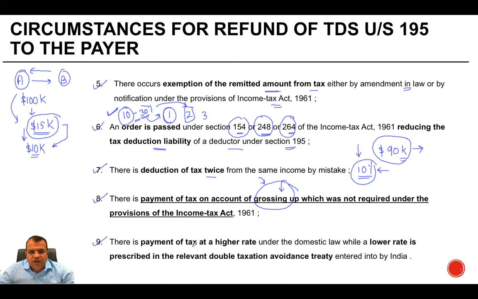There is a payment of tax at a higher rate under the domestic laws, while the lower rate is prescribed in the relevant double taxation avoidance treaty entered into by India. We know that a non-resident can opt for the provision of the Act or treaty, whichever is more beneficial. Suppose under the Act the TDS on any payment is 20% and under the treaty it is 15%. The person who is deducting tax by mistake deducted 20%, but actually the rate under the treaty was lower. So in such a case he can claim a refund back for the remaining 5%.